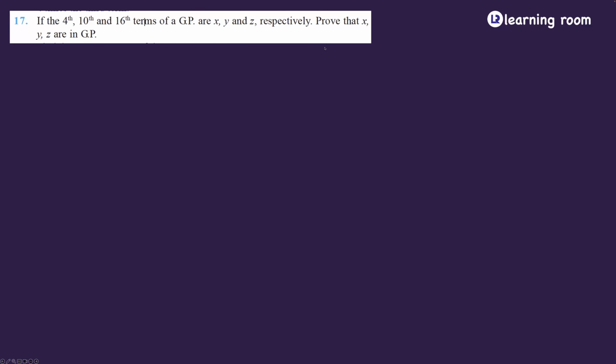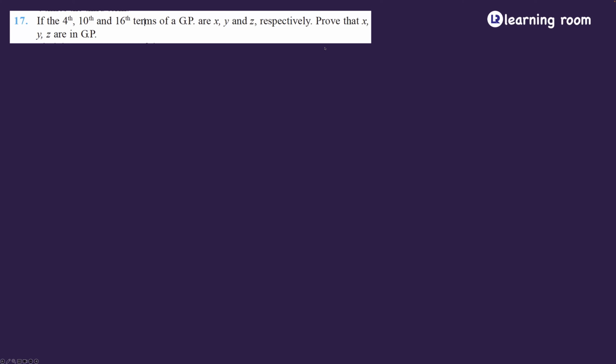Why do we need to complicate it? Very simple. If 3 terms are in GP, what is the condition? The ratio of the subsequent terms should be the same. Means y by x should be equal to z by y. Or to put it simply, y square is equal to x into z. Only if you know what you're supposed to prove, you'll know how to approach. So you should always think about these problems in reverse. So what are they asking? Prove that x, y, z are in GP means you need to prove that y square is equal to xz.